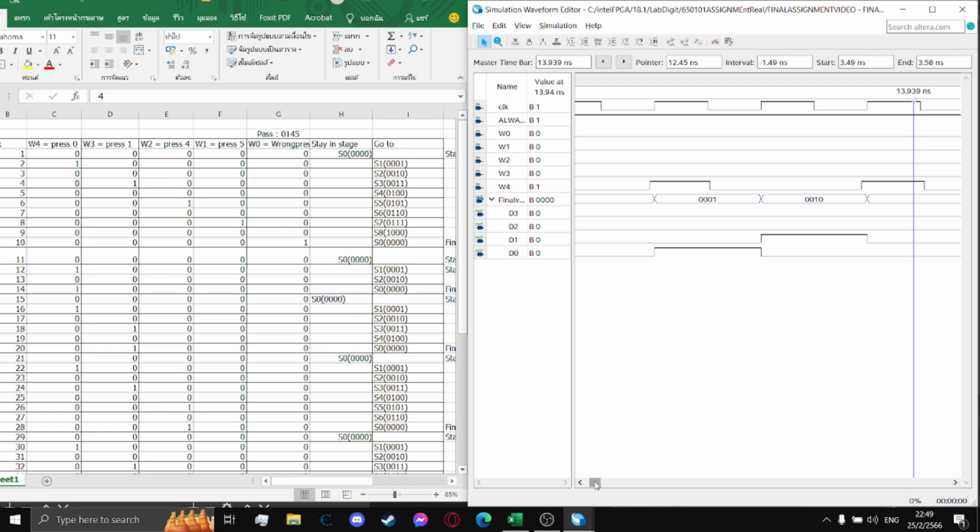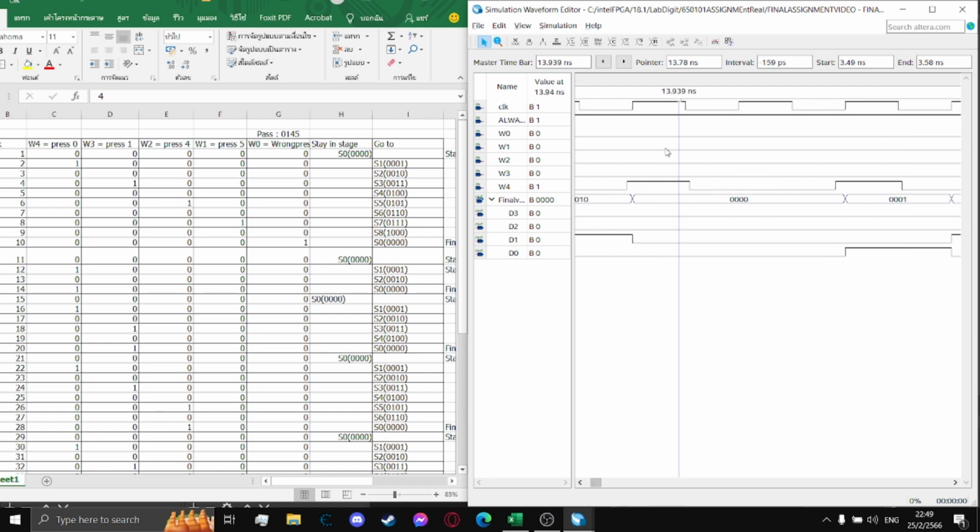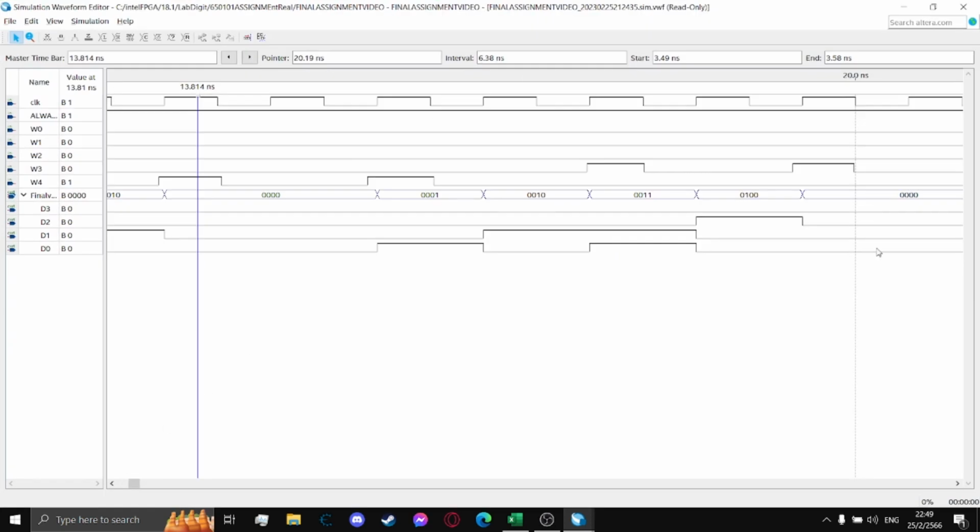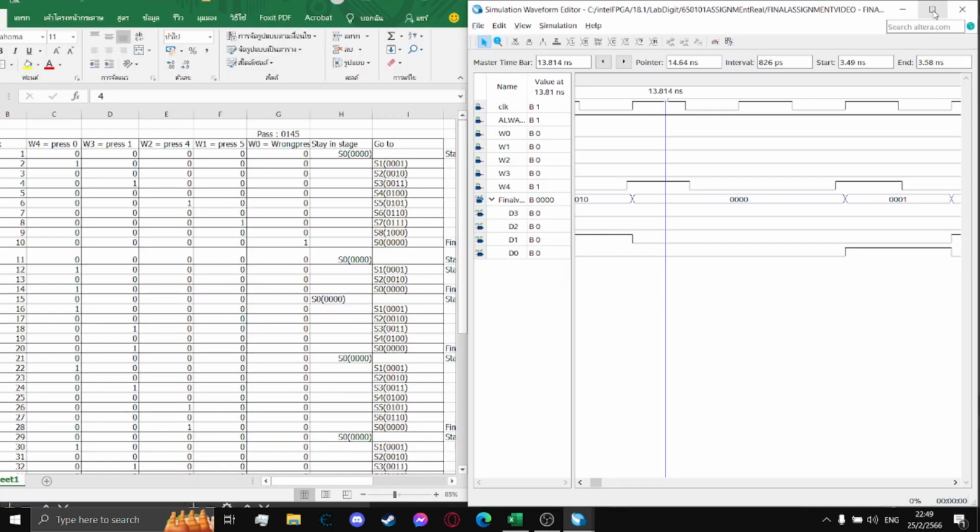Okay, clock 14 is, sorry, wait a minute. Okay, clock 14 is press the W4, then they will go to state 0. Clock 15 is not pressed, then they will stay in state 0.